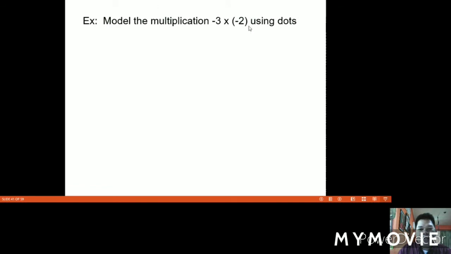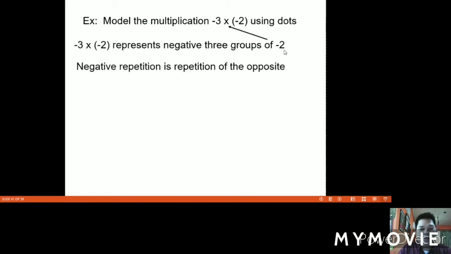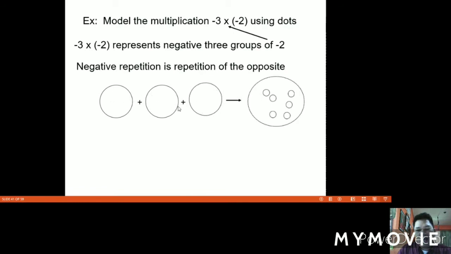How about modeling the multiplication negative 3 times negative 2 using dots? Negative 3 times negative 2 represents negative 3 groups of negative 2. Negative repetition is repetition of the opposite again. If this is negative, it means the repetition of the opposite of negative 2, which is positive. So 3 times positive 2. So the answer is 6 because 2 plus 2 plus 2 is equal to 6.